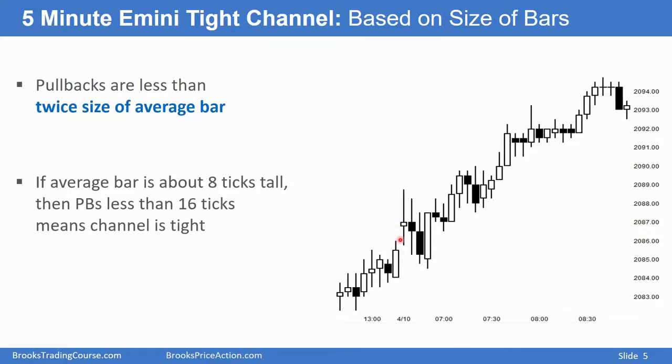Here is an average bar, maybe 8 ticks tall. This is the pullback. It's less than 16 ticks from that high to this low, from this high to that low, from this high to any of these lows. That is a sign that a channel is tight, and you should only be buying, not selling.